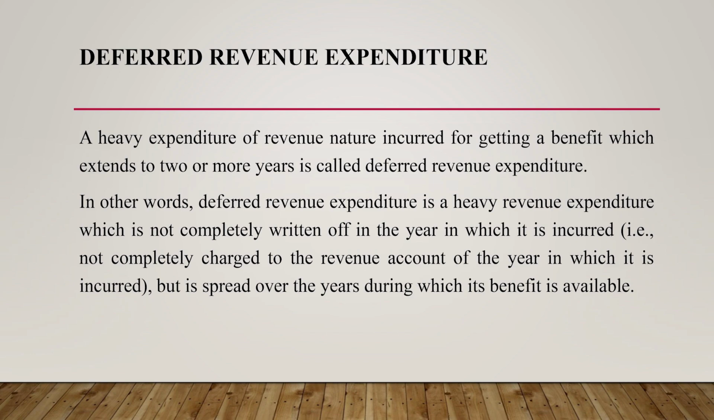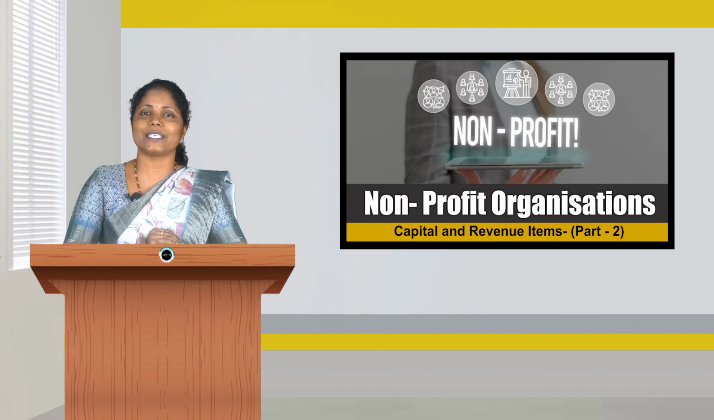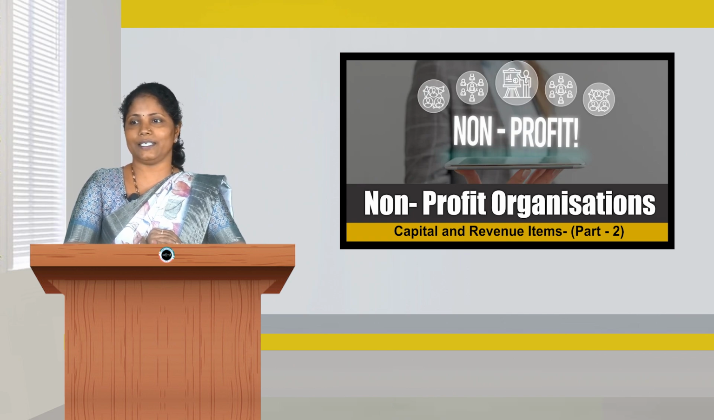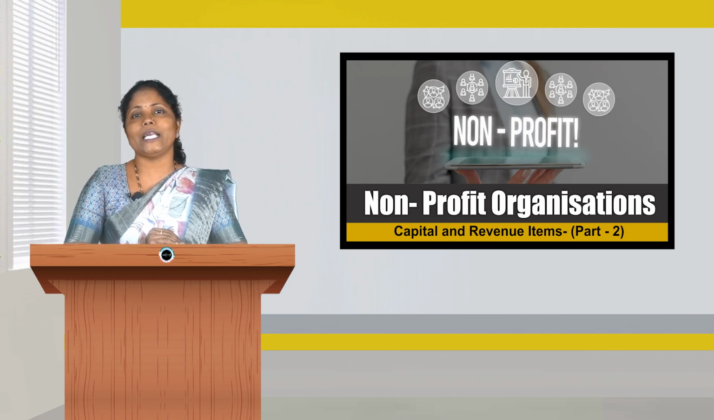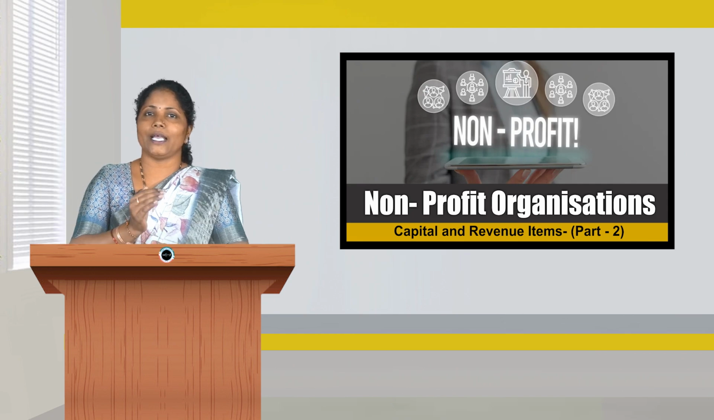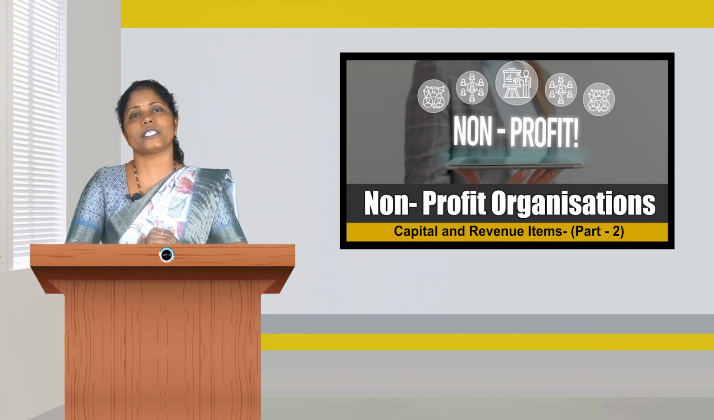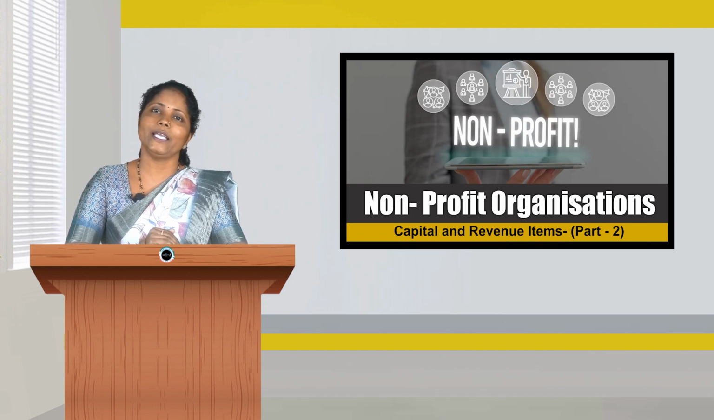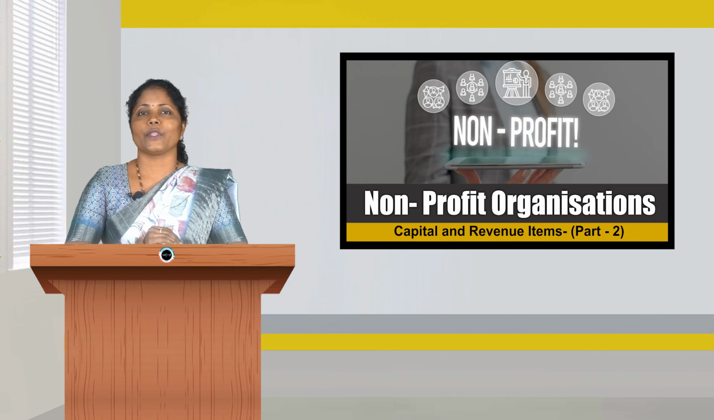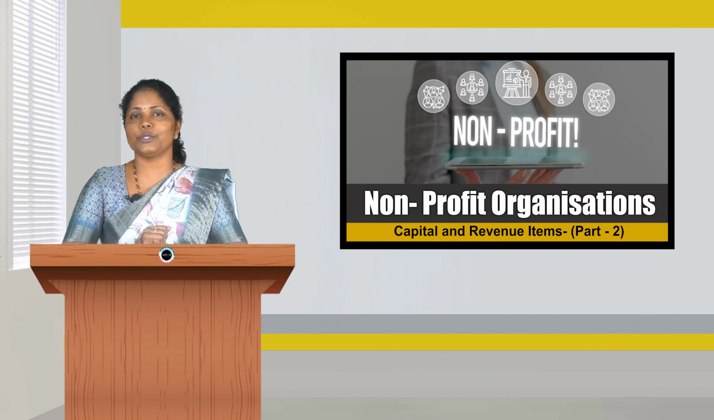In the sense, deferred revenue expenditures are the revenue expenditures with heavy amount, and the benefit of such expenditures will not exhaust in the year in which they are incurred, so that they are not completely written off in the year in which such expenditures are incurred. A portion of such expenditures will be written off and a portion of such expenditures will be deferred or postponed. Why is the term deferred used here?